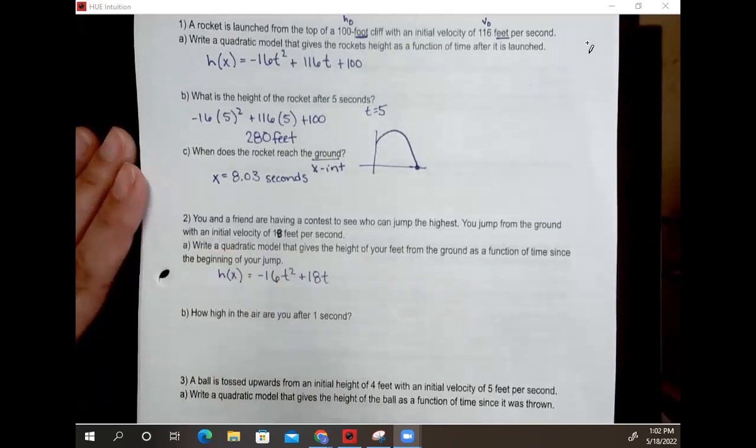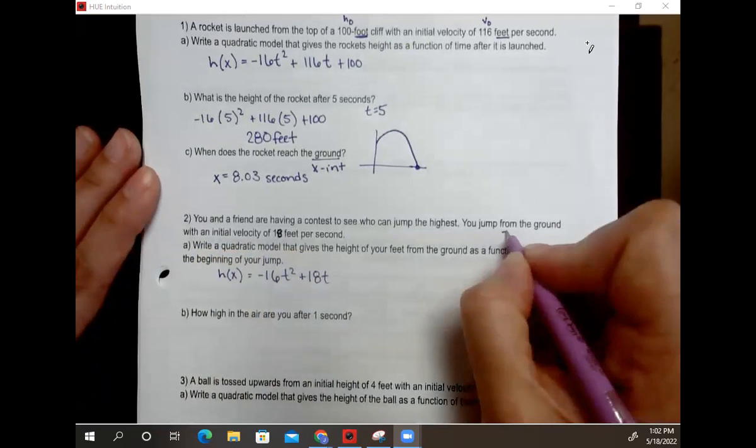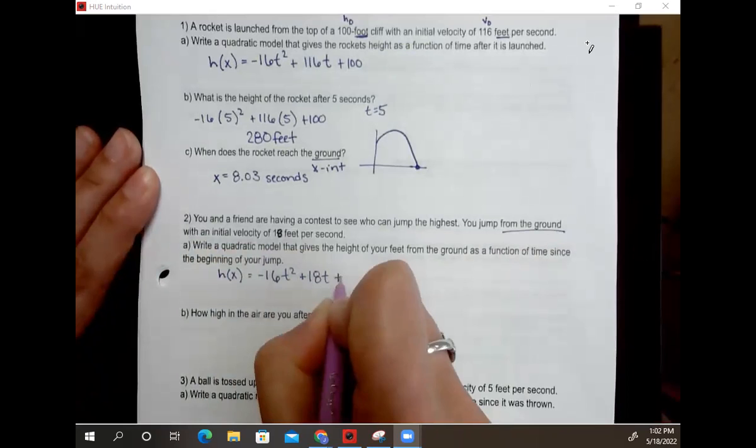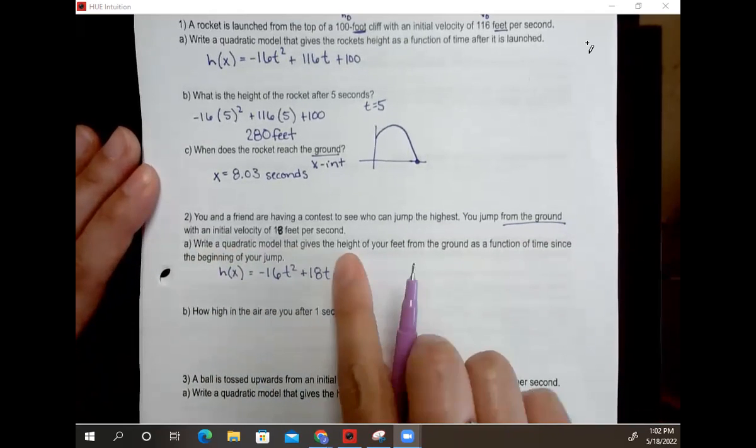What's my height? What's my initial height? 0. Why is it 0? Yeah, exactly. It's just I'm jumping from the ground. So we can put a plus 0 there since our initial height is 0. It would also be okay if you left the 0 off.